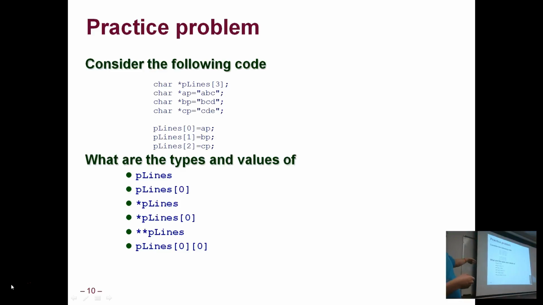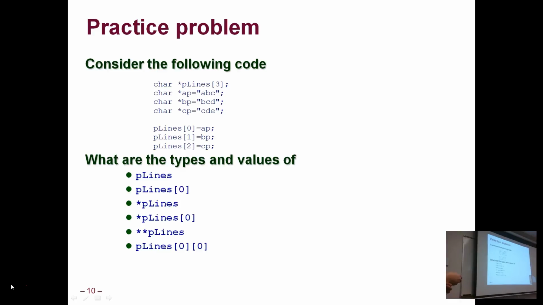So practice problem. Now this will be a walkthrough actually. Consider the following code. You have an array of character pointers, p lines, and then within this array, first we'll talk about 3 character pointers, AP, BP, and CP, that point to strings ABC, BCD, and CDE. And then for each element of this p lines array, I'll set it individually to these 3 pointers. Okay, so this is like argv. If you guys remember argv way back when, argv is an array of pointers, and each pointer is pointing to one of your arguments in the command line.